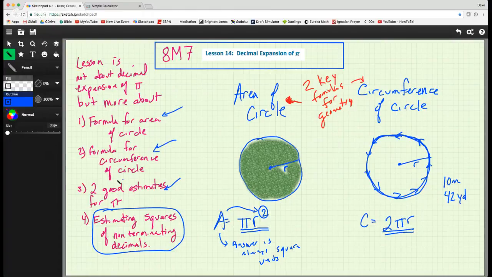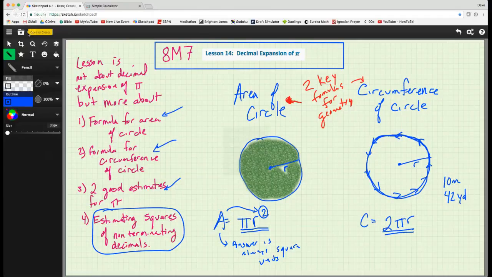And then we're also going to look at the two good estimates for pi when we go to the store and buy some paint to paint a wall, how much paint we need to buy, or how much fabric we need to buy to cover a certain area. We have to turn that pi into a real number, and then we have to go to the store and buy a certain amount. So we have to estimate. So we'll get into that in a second.